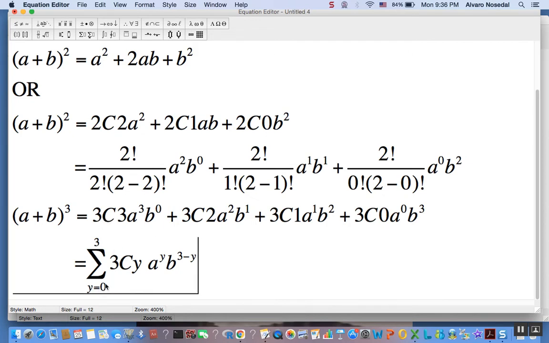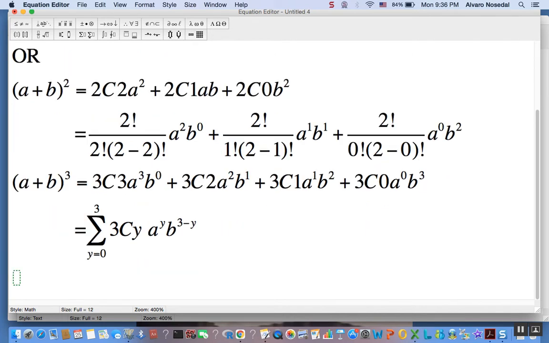Let's see. When y equals 0, we have 3 choose 0. That would be this guy, a to the power of 0, and b to the power of 3 minus 0, that's 3. That's this guy here, the last one. When y equals 1, 3 choose 1, a to the power of 1, b squared. Make sense? So it's just notation, right? Make sense?